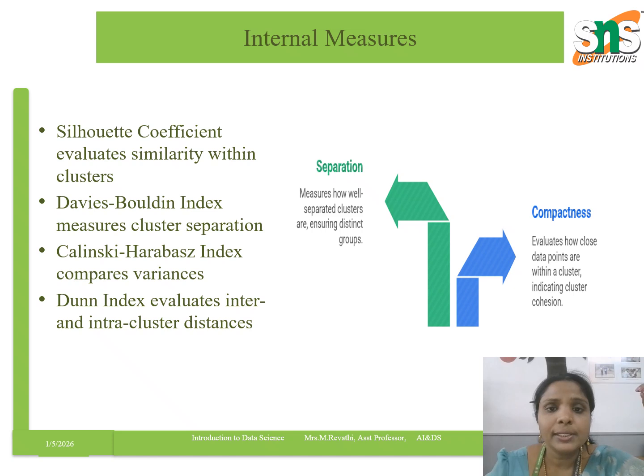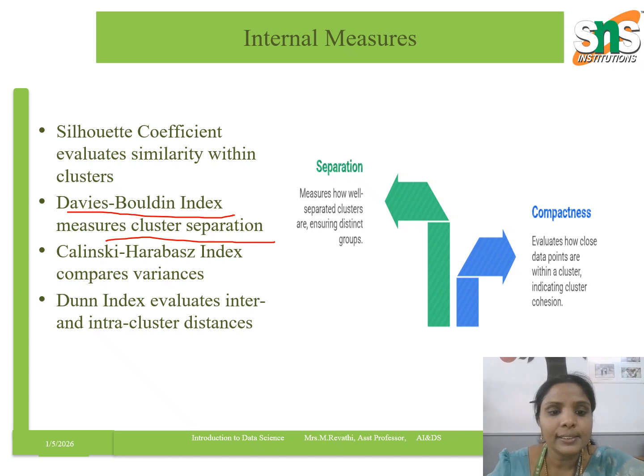First, these measures examine how well the clusters are formed internally without using any external information. The Silhouette coefficient evaluates similarity within clusters: how close a data point is to its own cluster compared to other clusters. A higher value means better clustering. The Davies-Bouldin index measures cluster separation. It checks how similar clusters are to each other. Lower values indicate better separation.